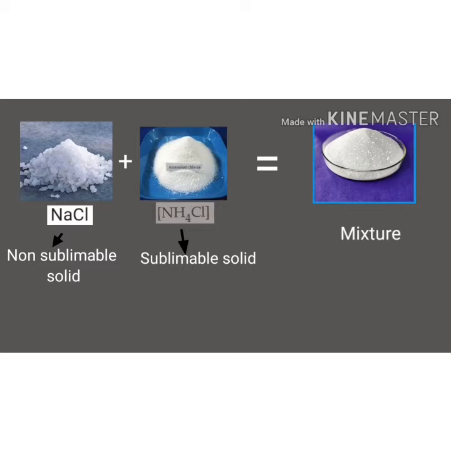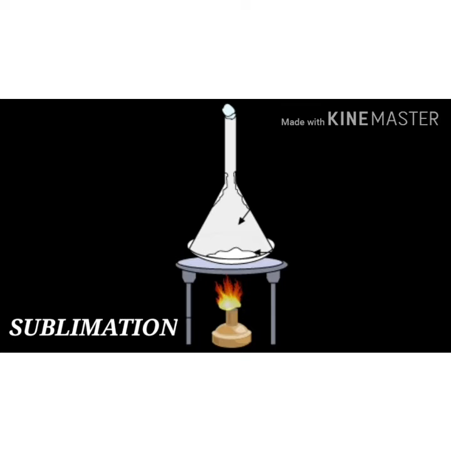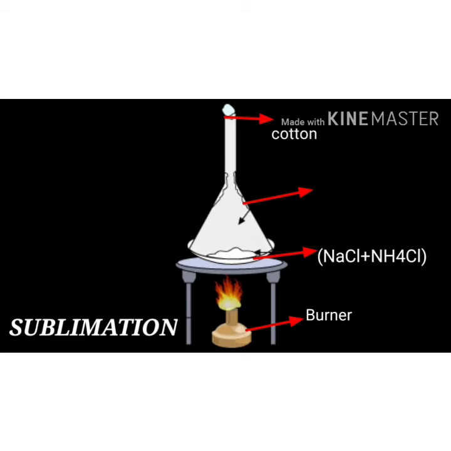Here is the mixture of NaCl and NH4Cl, meaning sodium chloride and ammonium chloride. For this process, we require a burner and an evaporating dish containing the mixture of sodium chloride and ammonium chloride. Now put the evaporating dish on the burner, put an inverted funnel, cover the open end of the funnel with cotton, and then provide heat.